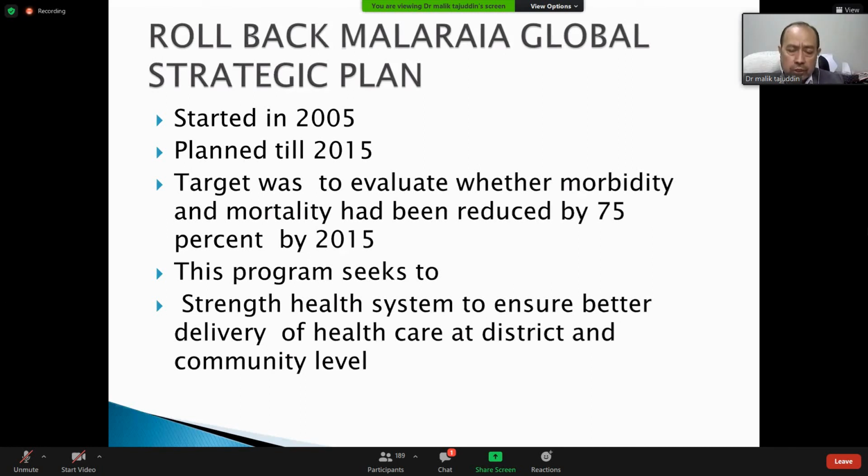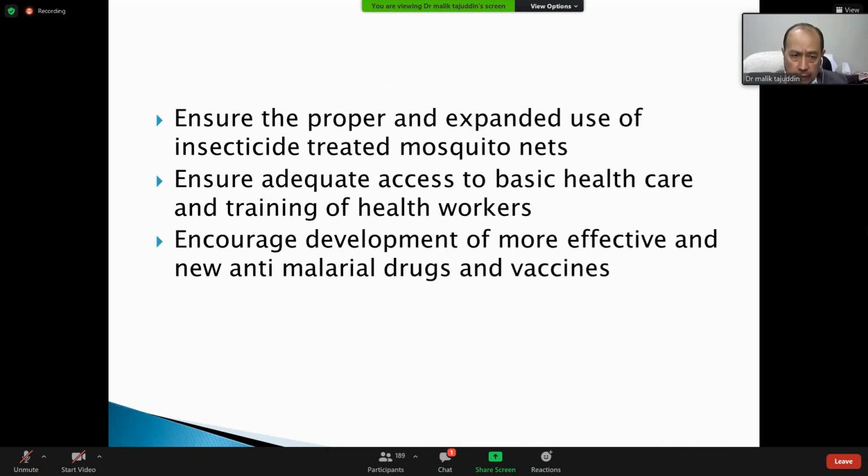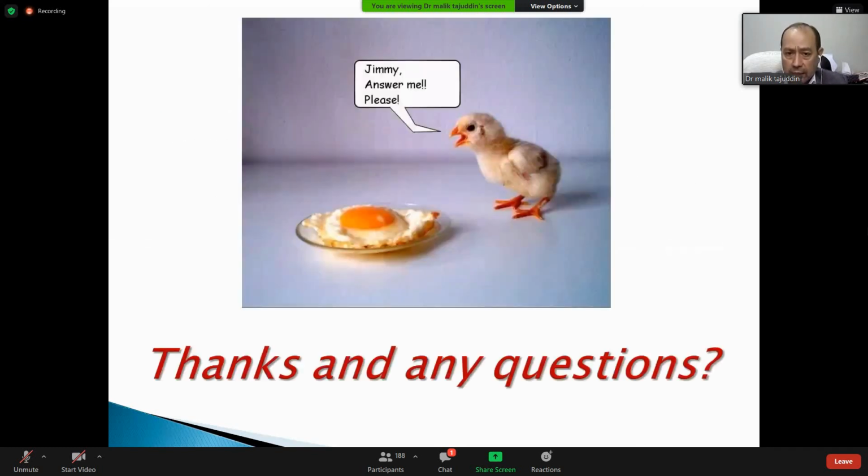Target to reduce the morbidity of the cases of malaria, mortality of the malaria up to 75%. And this program seeks to strengthen health system to ensure better delivery of the healthcare at district and community level. Ensure the proper and expanded use of insecticides, treated mosquito nets. Ensure adequate access to basic healthcare and training of health workers. Encourage development of more effective and new anti-malarial drugs and vaccines.